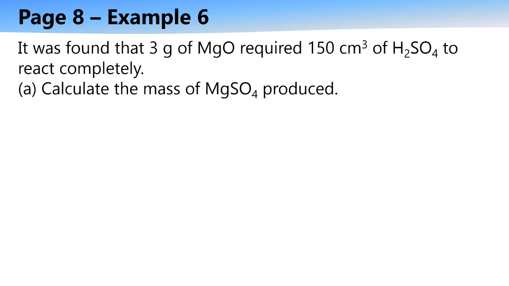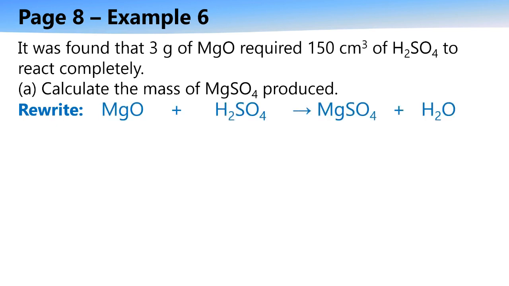Last example, example 6. It was found that 3 grams of magnesium oxide required 150 cm3 of sulfuric acid to react completely. Calculate the mass of magnesium sulfate produced. Once again, we need to rewrite the equation. This time we are given the mass of magnesium oxide and the volume of sulfuric acid, but the question wants us to find the mass of magnesium sulfate produced.